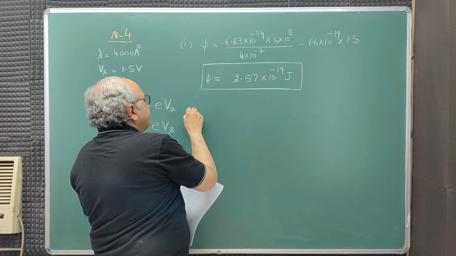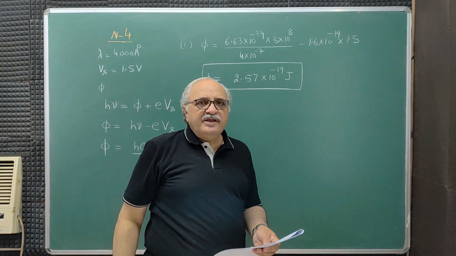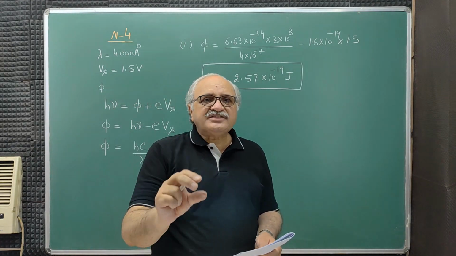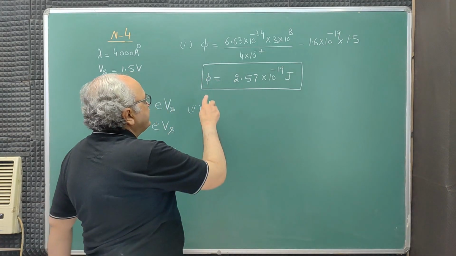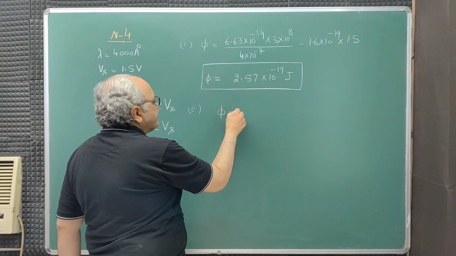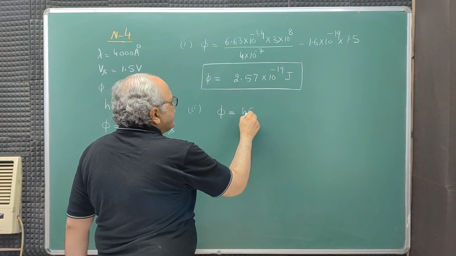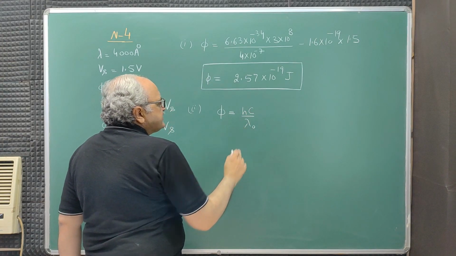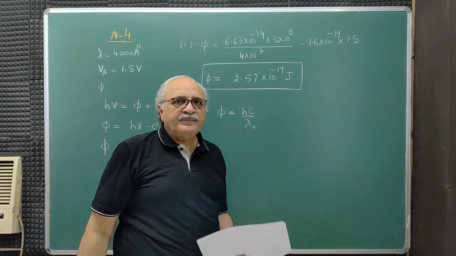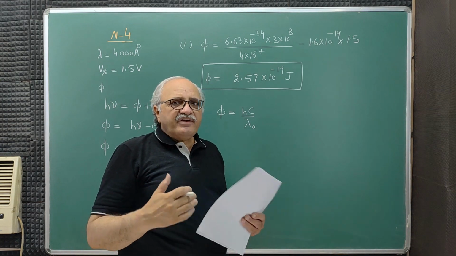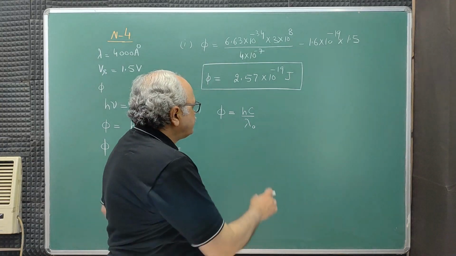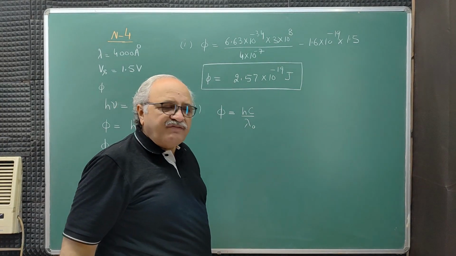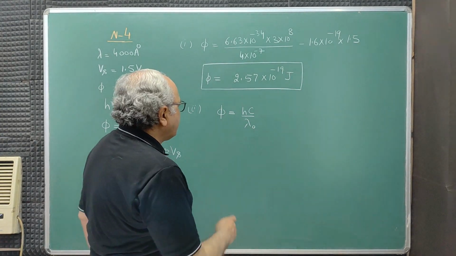The second part demands: what is the maximum wavelength for which the photoelectric effect will occur. Obviously, you have to modify the expression for the work function, which is equal to hc by lambda₀. This is called the threshold wavelength. As I told you, if you have a wavelength more than this, you are not going to get the photoelectric effect. So this is the maximum possible value of the wavelength for which the photoelectric effect will occur.